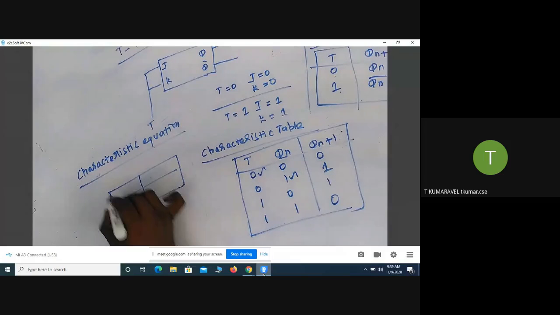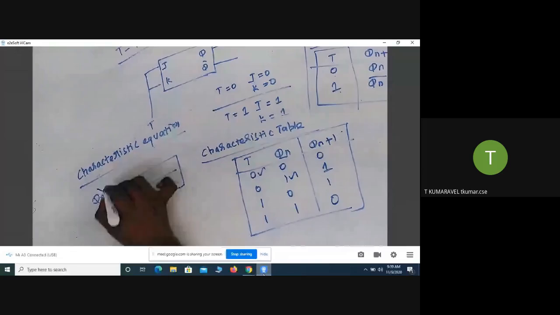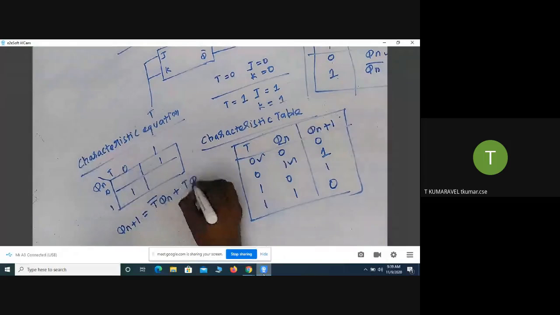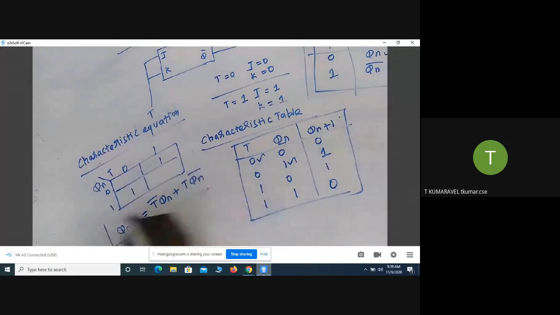Qn and then T. 0, 1, 0, 1. You fill up the table. What happens? It is going to produce the output. The next state output is T bar Qn plus T Q bar n. This is called the characteristic equation for the T flip flop. Is it okay for you?